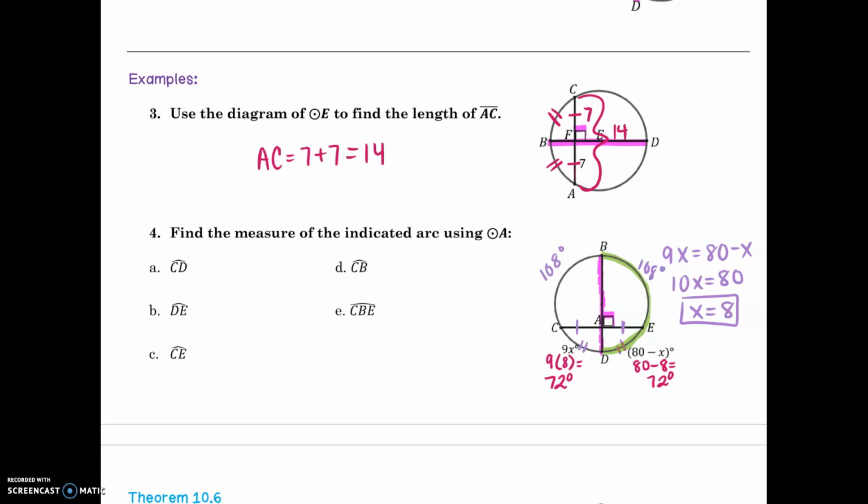Now that we have the measures of all of our missing arcs, we can find the measures of these indicated arcs very easily. So I want you to pause the video and find the measures of these indicated arcs A through E.